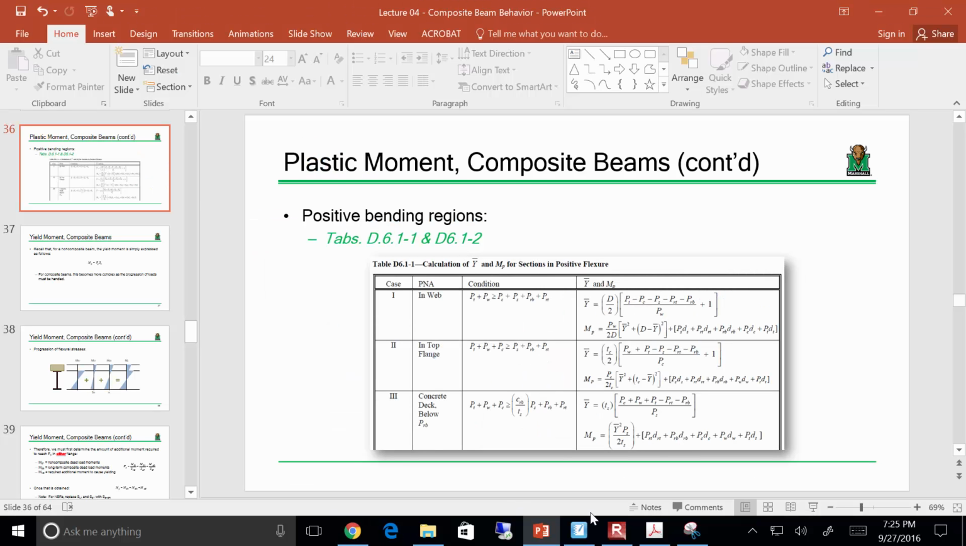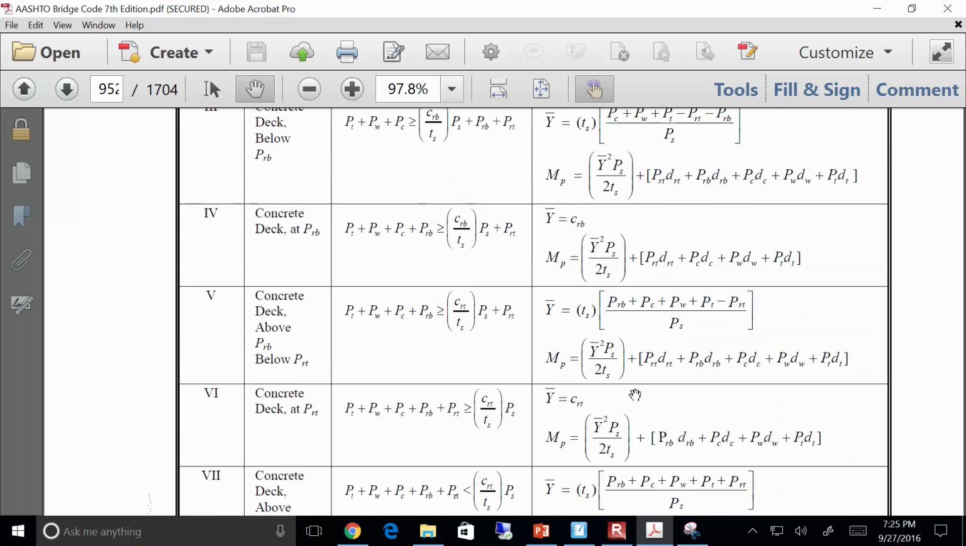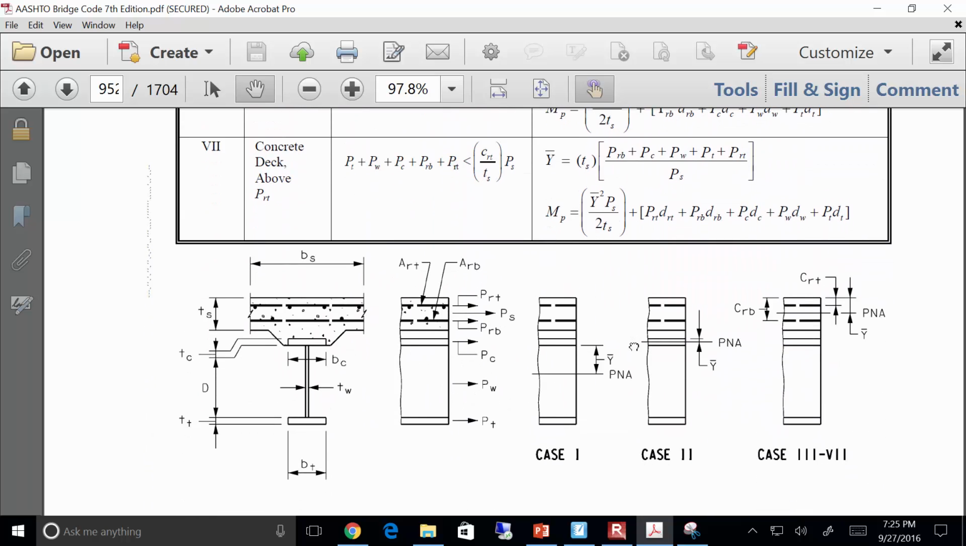All right, and I'll show you just something real quick. So if you look at the bottom of that page, you'll see, here's case 1. So when you calculate y bar, you're calculating that plastic neutral axis, and they're saying it's going from the top flange down. If it's case 2, it's from the top of the top flange down, or case 3 from the top of the slab down. You just got to make sure you're computing your distances appropriately. Sound good? Okay. All right.